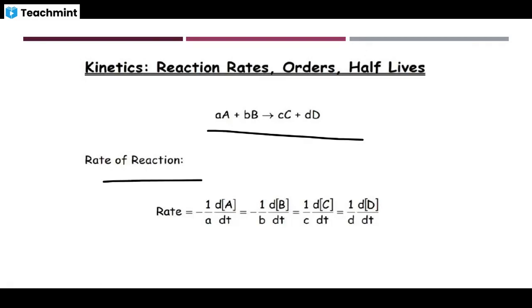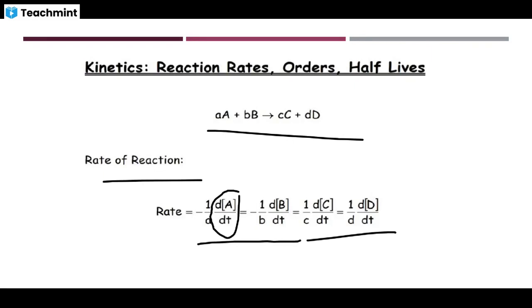So for the reactant you should put the minus sign. Don't forget to put the minus sign. For the product, no need to put it. So rate is nothing but the change of reactant concentration with respect to time.